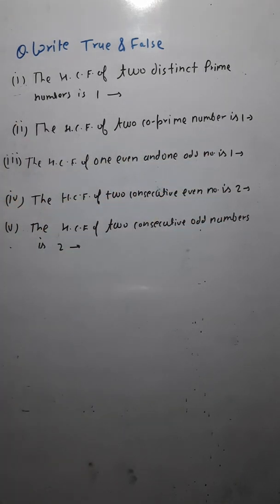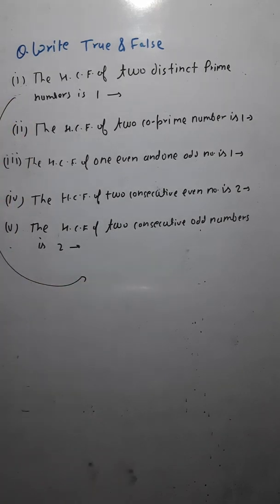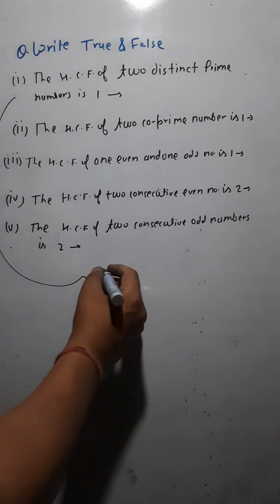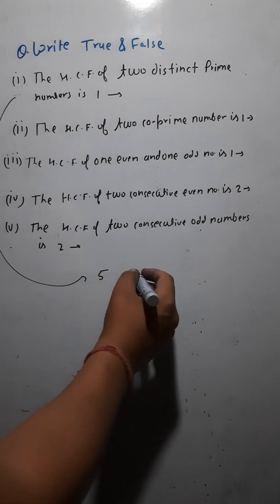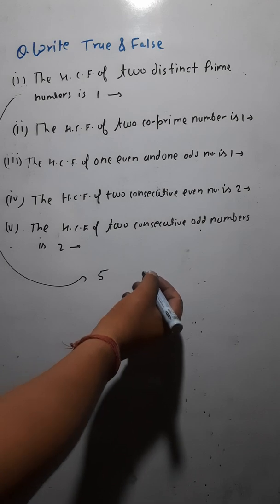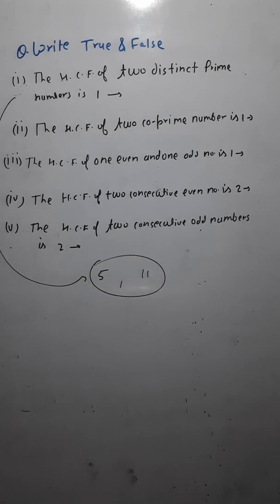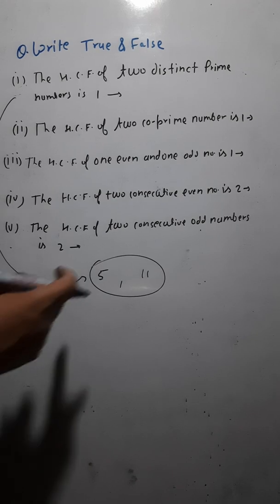Is it true? Let's check it by taking an example. Let's say we have two prime numbers. One is 5, and another one, let's take any other prime number. Tell me, is 11 a prime number? Yes. So let's take these two prime numbers, 5 and 11. These are two distinct prime numbers. Now find out their HCF.